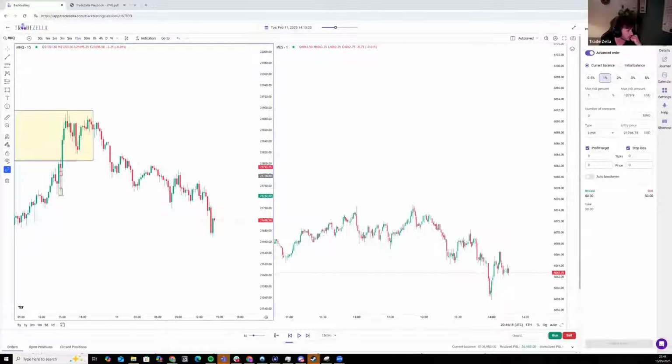To confirm, you wait for the fair value gap to form after the SMT, and that's the fair value? So the fair value gap doesn't have to form after, no.